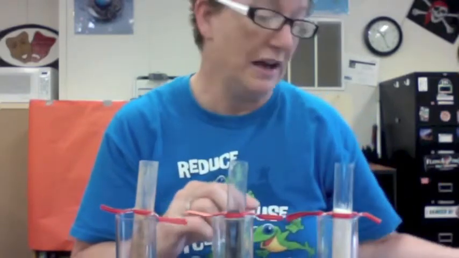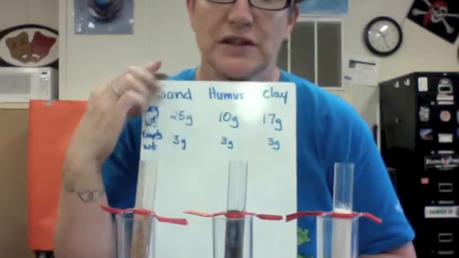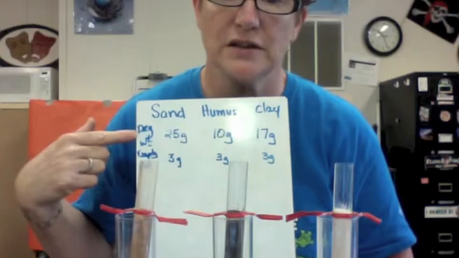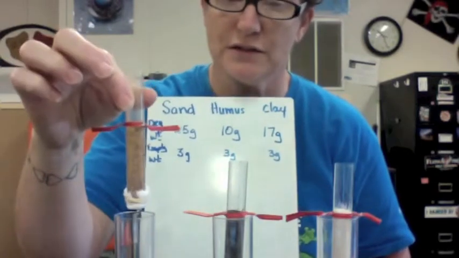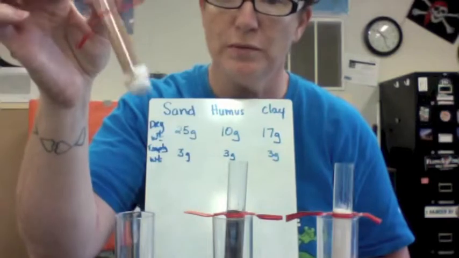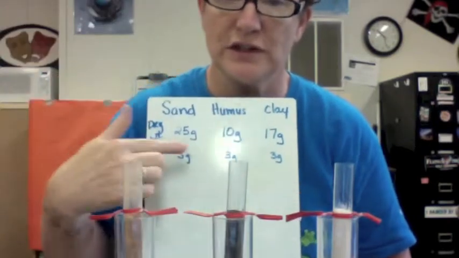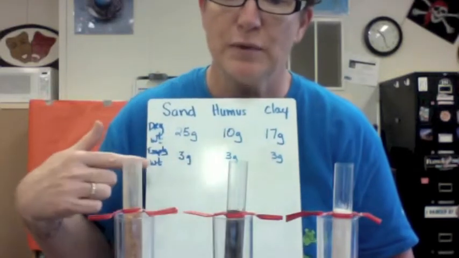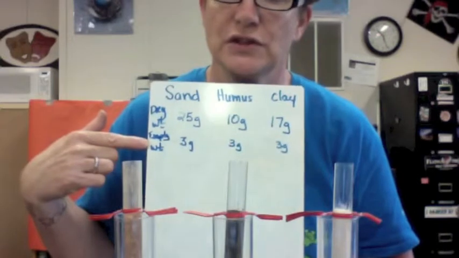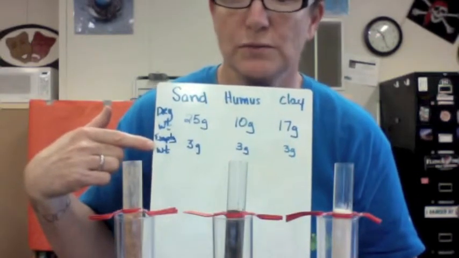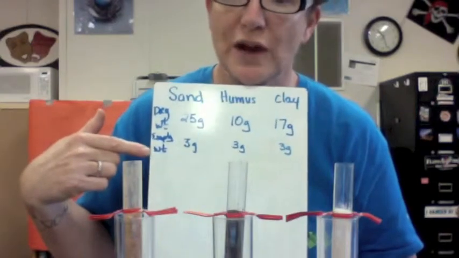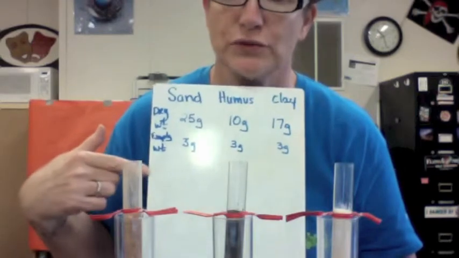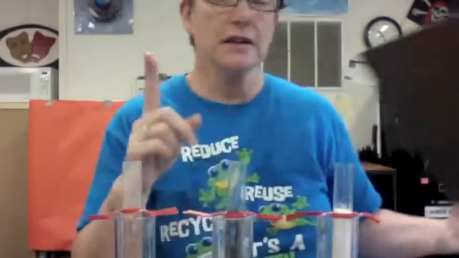So I've made myself a little chart here with the sand, the humus, and the clay, and I measured the dry weight of the soil sample plus the gauze, rubber band, and tube. For this one I got 25 for the sand, 10 for the humus, and 17 for the clay. But before I filled the tubes, I measured the empty tube, so I know that the empty tube weighs 3 grams. I'm going to subtract that empty weight from the dry weight to get the actual dry weight of the soil. And that's going to come in handy later when we're looking at the porosity.